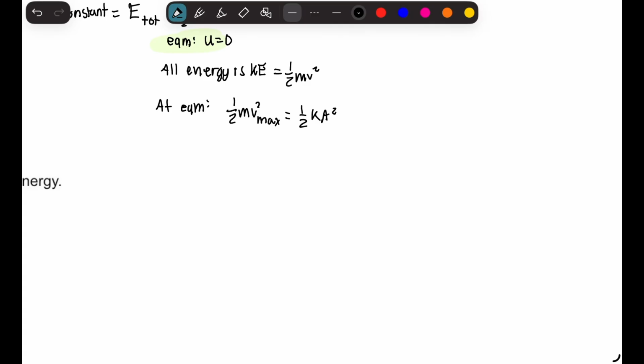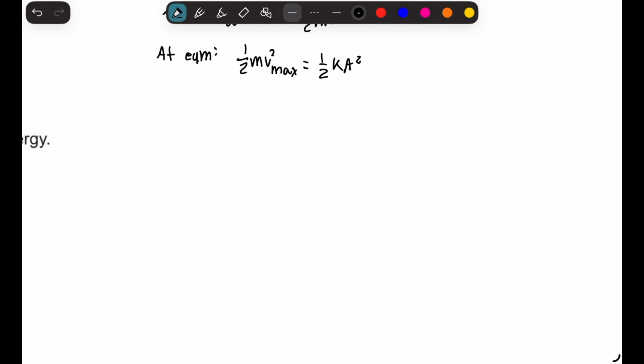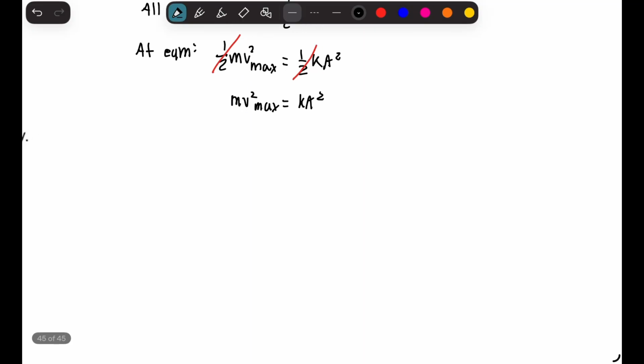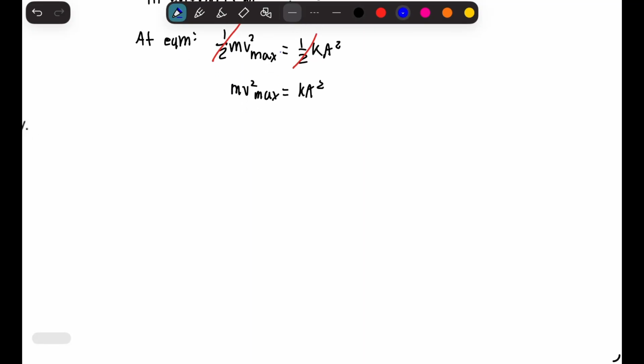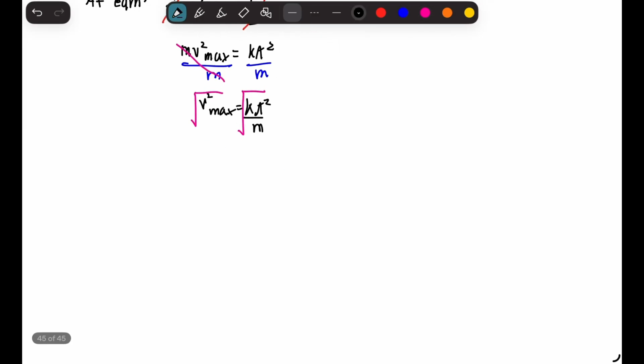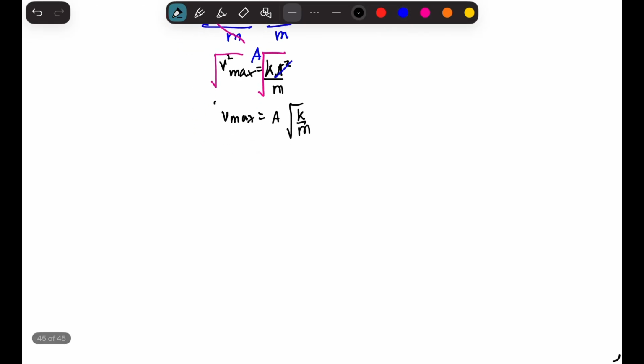So you need to solve for your V max. How do we get this? We can cancel out the 1/2 on both sides. So you have m v squared max is equal to KA squared. Now we can divide both sides by m, and that cancels out. So your v squared max is equal to KA squared over m. Now you simply take the roots of both sides. So you have that V max is equal to A times the square root of K over M, because one of those A's cancels out and you can put it out there. So that's your answer for V max.